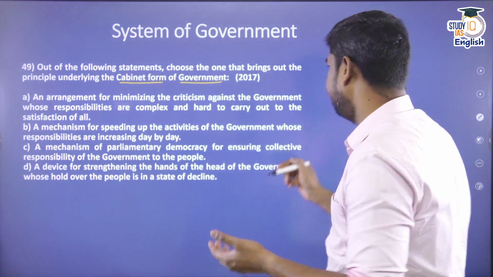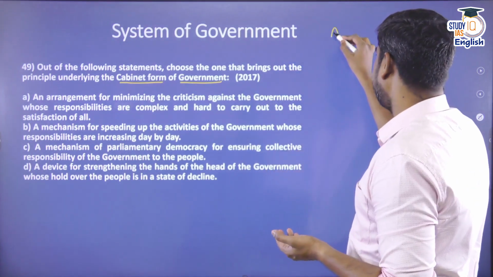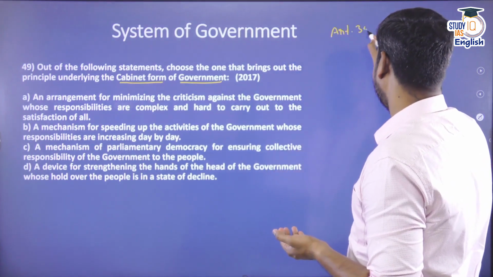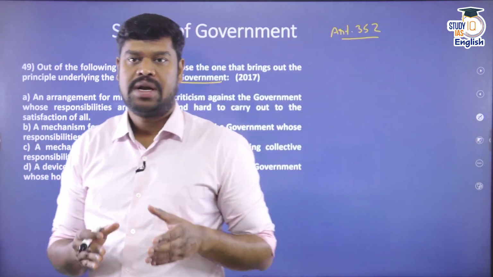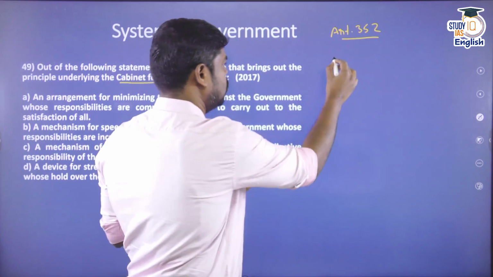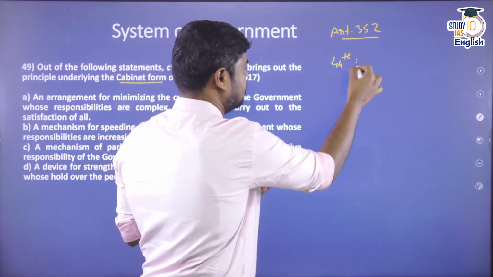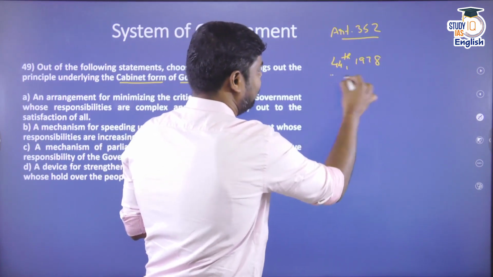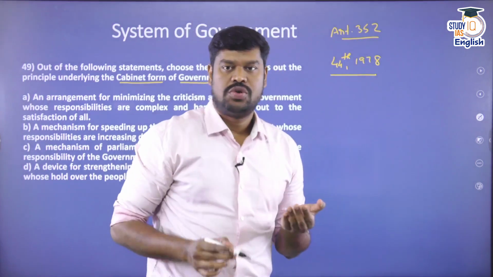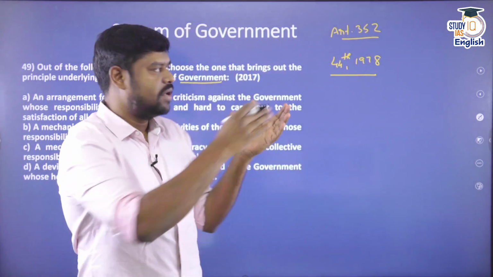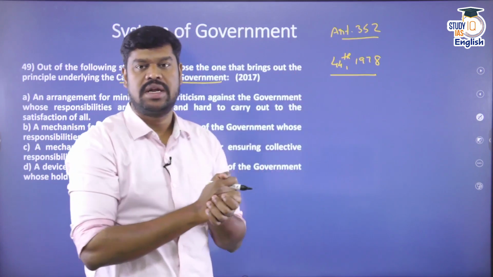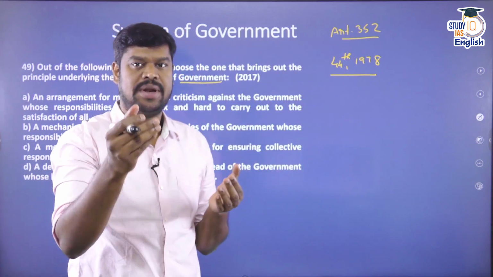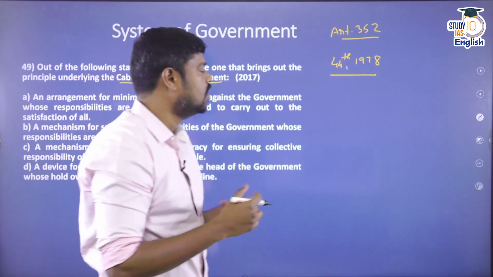In fact, if you see, the only place where this particular cabinet is mentioned in the Constitution is Article 352 of the Constitution. The word was not mentioned originally, but later it was added by the 44th Constitutional Amendment Act in the year 1978. In fact, Article 352 of the Constitution may not be completely relevant to this particular question, but you still should know what this Article 352 is because of the word cabinet being mentioned in Article 352.